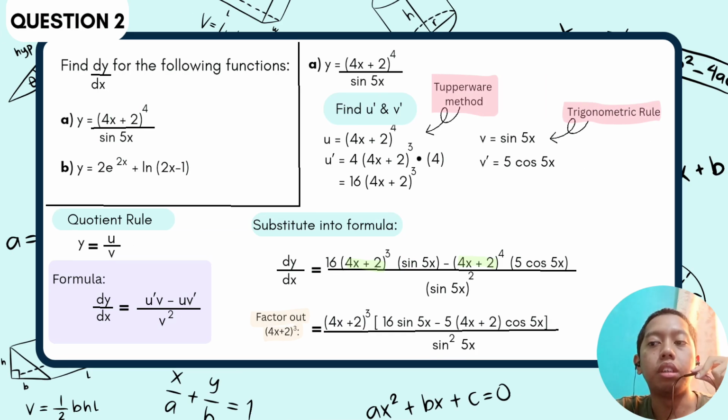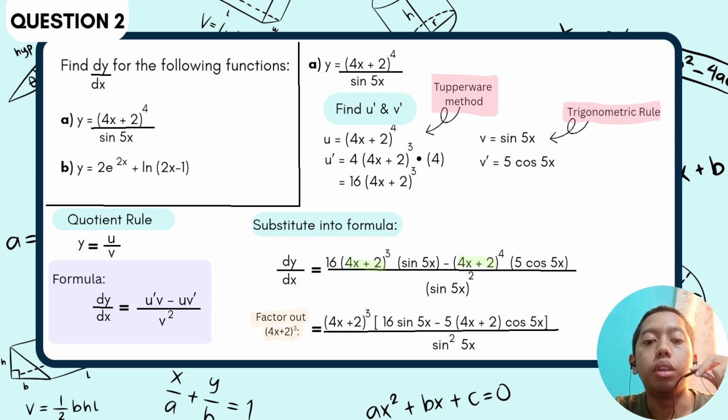I'll explain question 2. The first equation is y equals open bracket 4x plus 2 close bracket to the power of 4 divided by sine of 5x. For this equation, we use the quotient rule. For the quotient rule, if y equals u over v, then dy by dx equals u prime times v minus u times v prime, all over v squared.